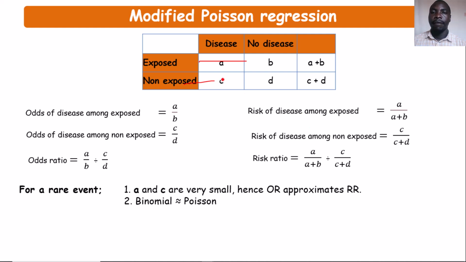And a similar thing, if C is very small, then C over D will be the same as, or almost the same as, C over C plus D. Because C is very small, this number is almost the same as D. So for rare events, we have this equation approximating to this equation. And then odds ratios are a good approximation of risk ratios. That's for a rare event.